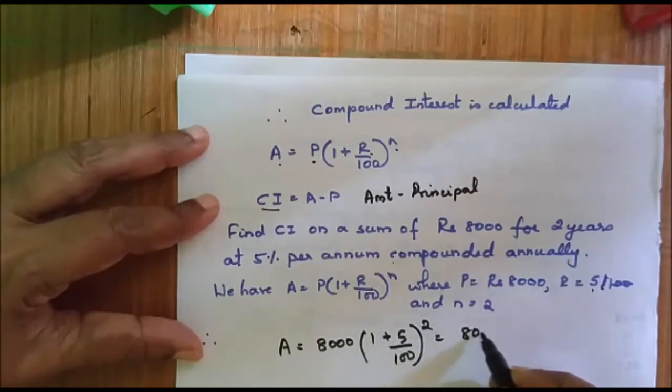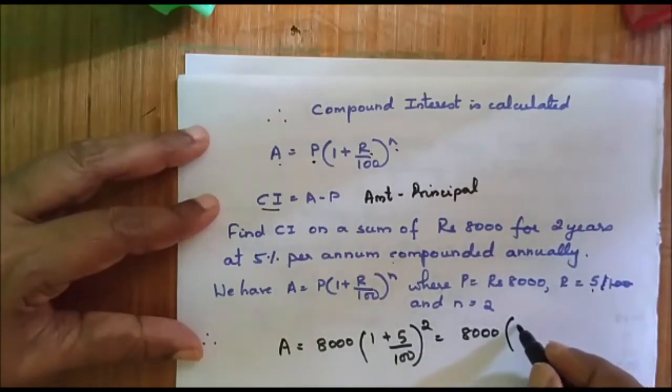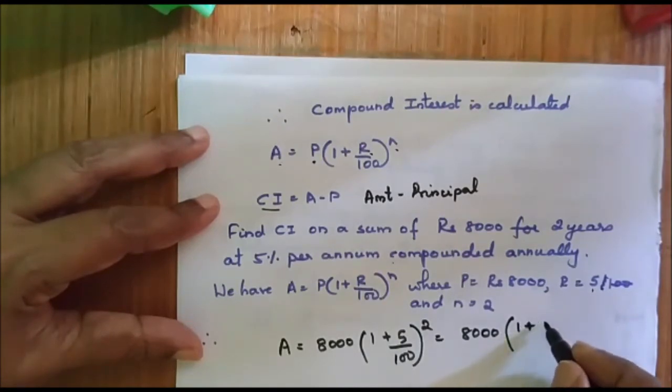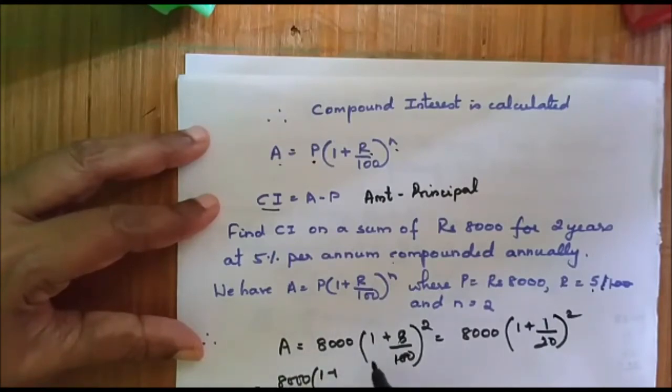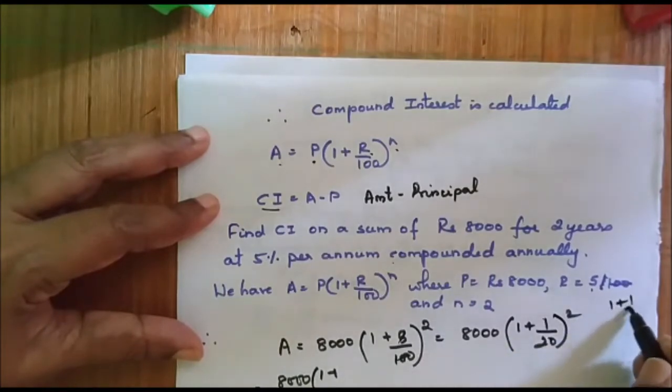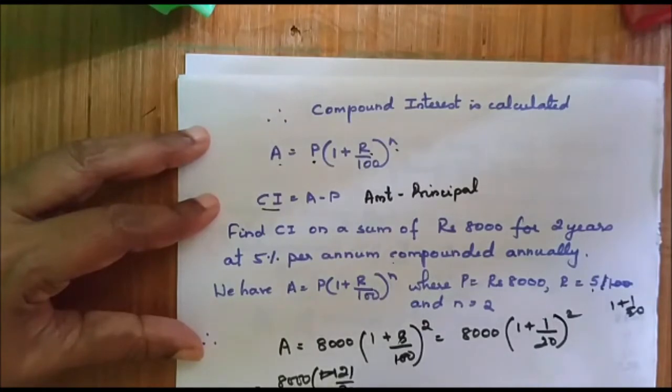Now this can be further written as 8,000 into 1 plus 1 by 5, which will go in this 2 times, so it is 20, the whole power 2, which is nothing but 8,000 into 1 plus, you can take the LCM, 1 plus 1 by 20 can be written as 21 by 20. I hope you understood it. That is 20, I will take the LCM 20. 20 plus 1 is 21 by 20 the whole square, which is nothing but 8,000 into 21 by 20 into 21 by 20.